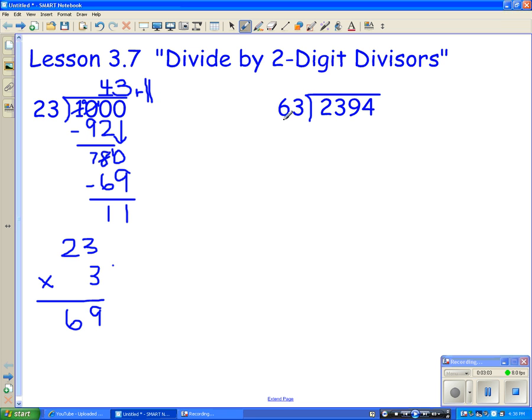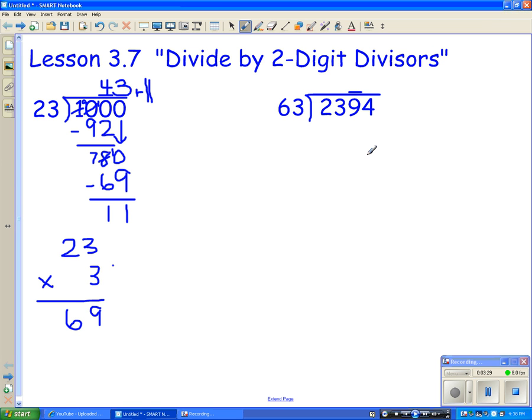Now let's go into another example. We have 2,394 divided by 63. Again, I need to start by estimating and figuring out what place value spot the first digit of my quotient belongs to. So I know 63 doesn't fit into 2 or 23, but it does fit into 239. So the first digit in my quotient is going to start right here in the tens place once again.